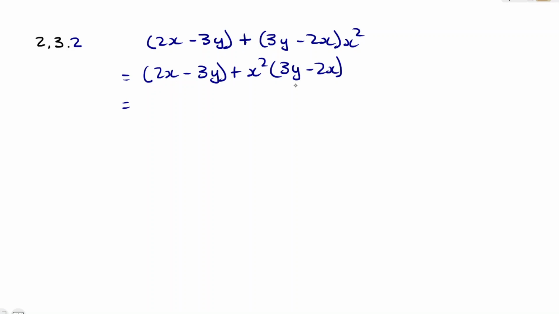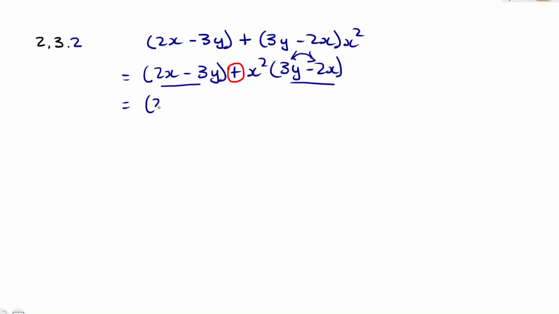So now we have this thing. If we look at the first bracket, we have 2x minus 3y. On the second bracket, we have 3y minus 2x. Now you know what you have to do. You have to change now this. Put the 2x in front, put the 3y at the back. When you do that, you know that this sign is going to change. So that plus is going to become a negative.